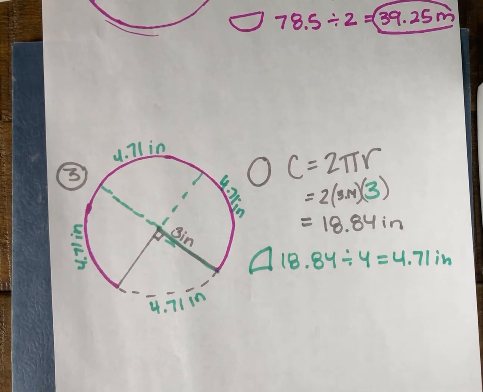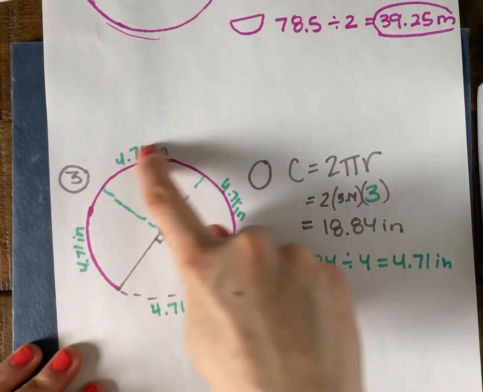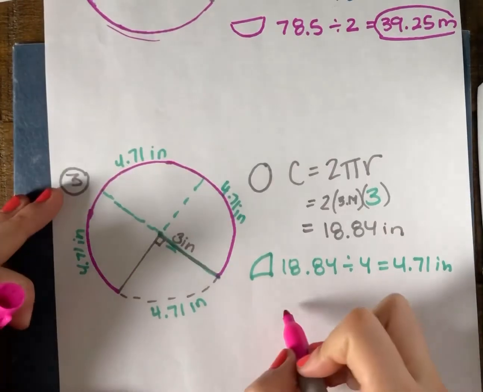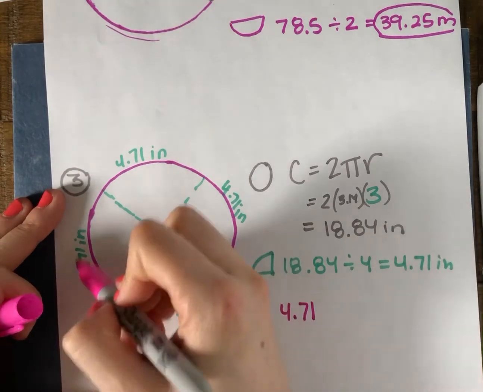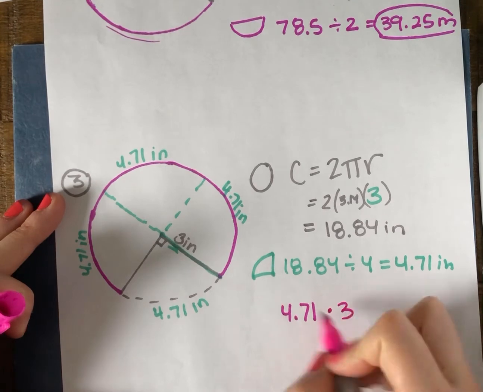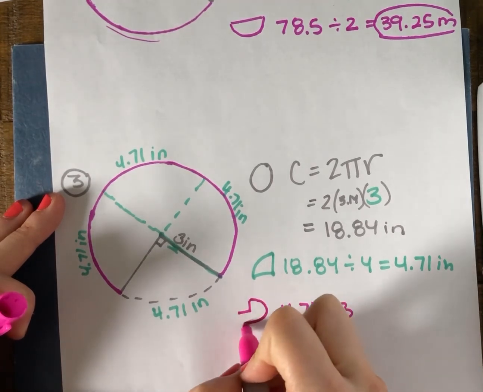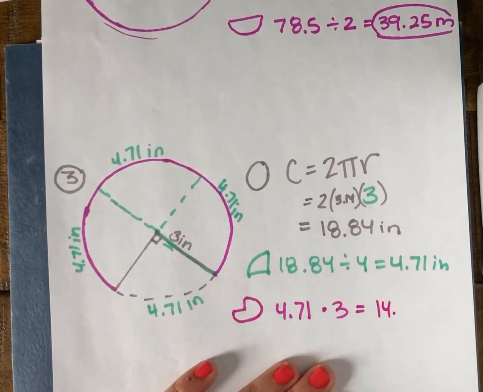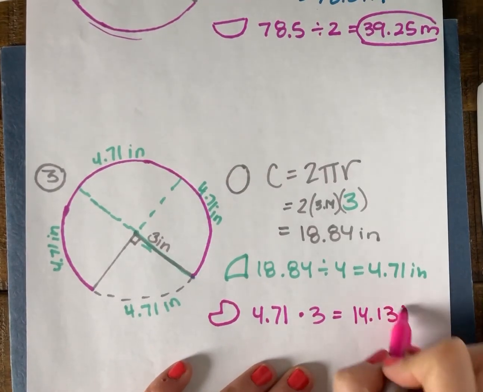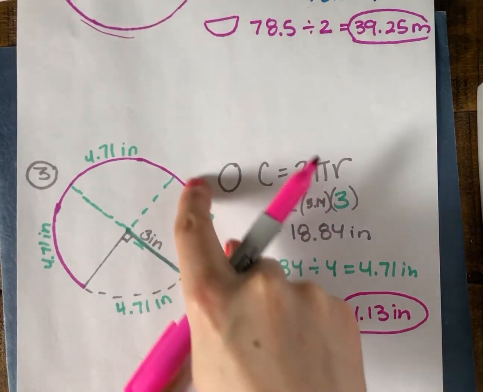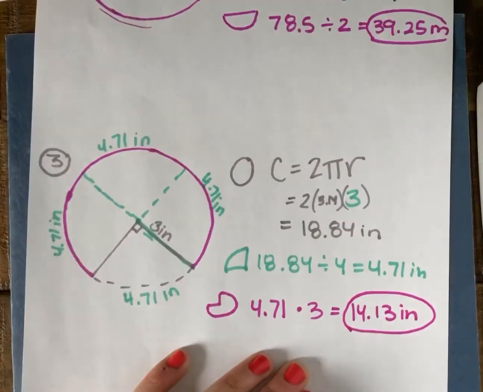And then to figure out the pink section, the pink circumference, the arc we're looking for, I would take that number, 4.71, and I'd multiply it by 3 because that's how many I want to include for that pink arc. And that would give me the 3/4 of a way around a circle. If I do that in my calculator, I get 14.13 inches. And that would be how far I would go if I traveled just that amount around my circle.